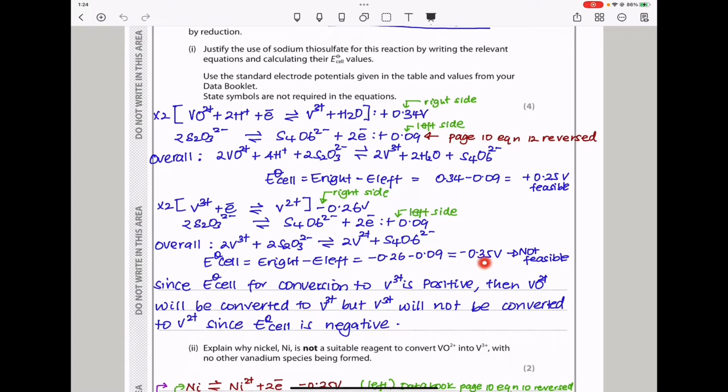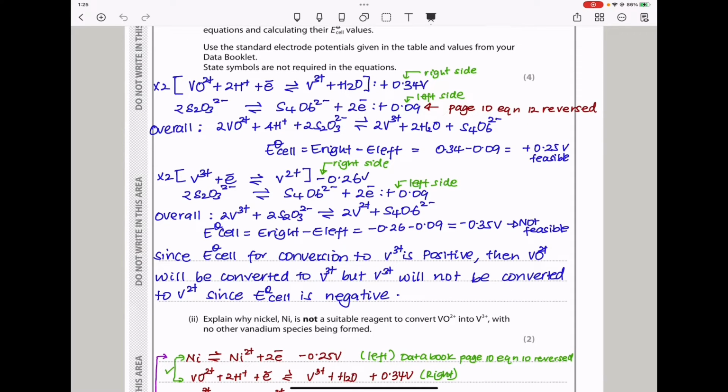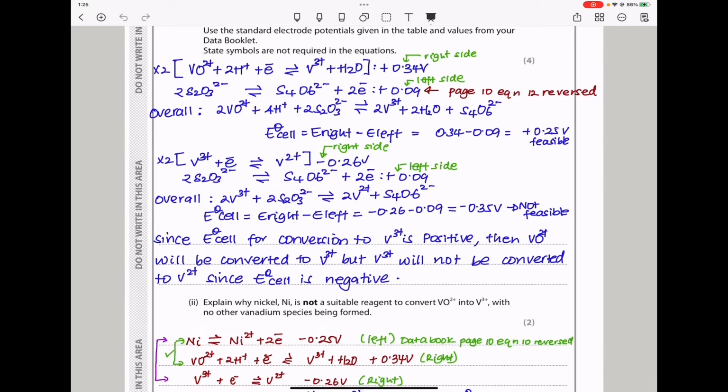So we can say this is negative, meaning vanadium 3 will not be converted to vanadium 2 in the presence of thiosulfate. So this is proof that when we use thiosulfate with vanadium 4, vanadium 3 is the only product of vanadium that is going to be formed, and no other reduced version of vanadium is going to be formed. So my conclusion was, since E theta for the conversion to vanadium 3 is positive, then vanadium 4 will be converted to vanadium 3, but vanadium 3 will not be converted to vanadium 2, since the E theta value for that is going to be negative.